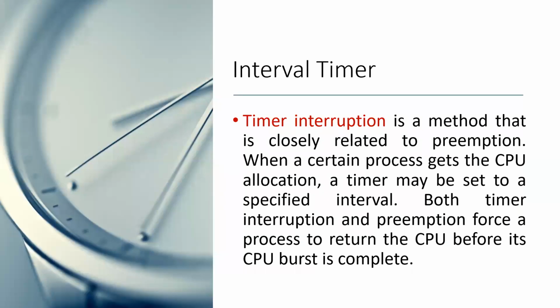The interval timer. Timer interruption is a method that is closely related to preemption. So when a certain process gets the CPU allocation, a timer may be set to a specified interval. Both timer interruption and preemption force a process to return the CPU before its CPU burst is complete. Most multi-program operating systems use some form of timer to prevent a process from tying up the system forever.